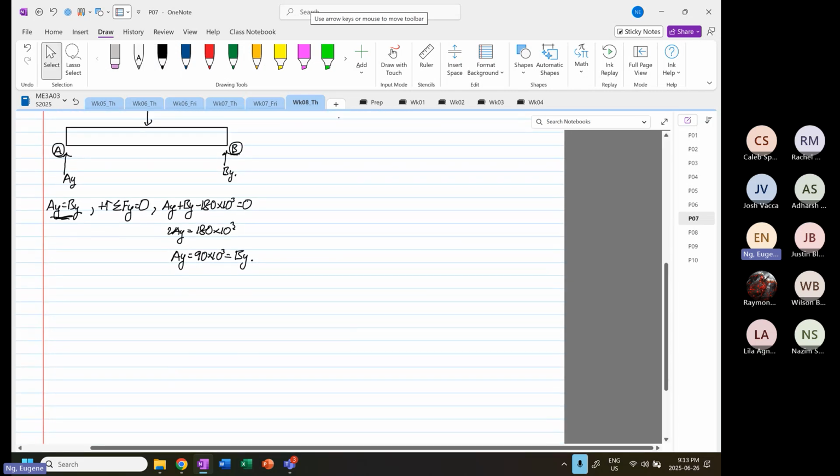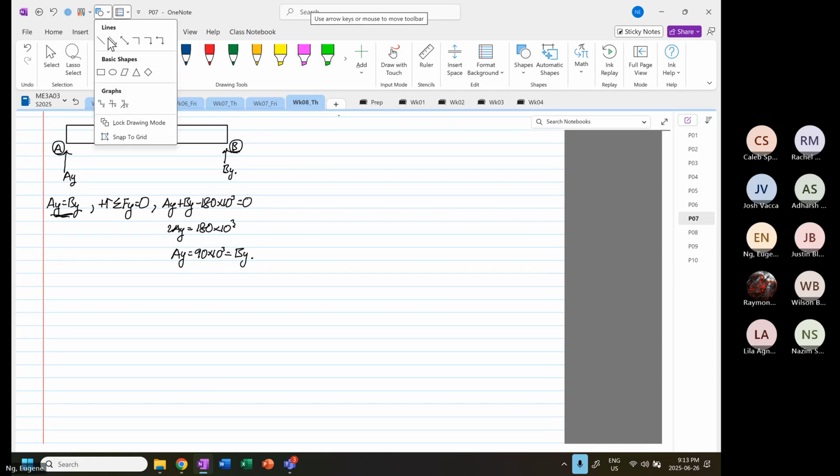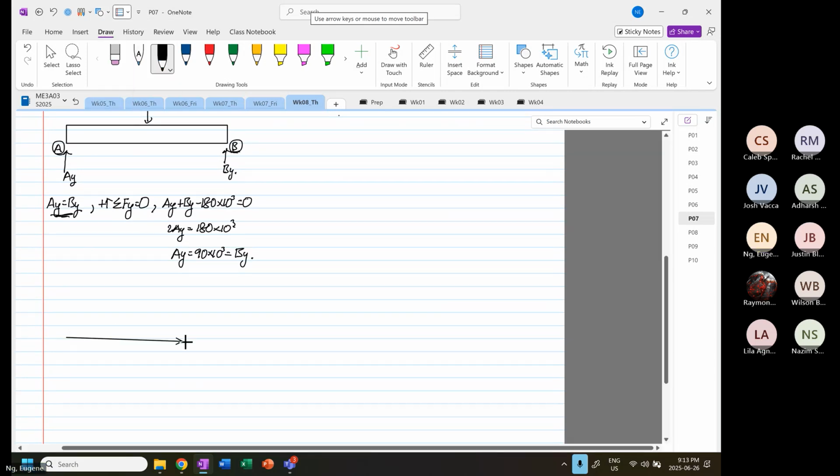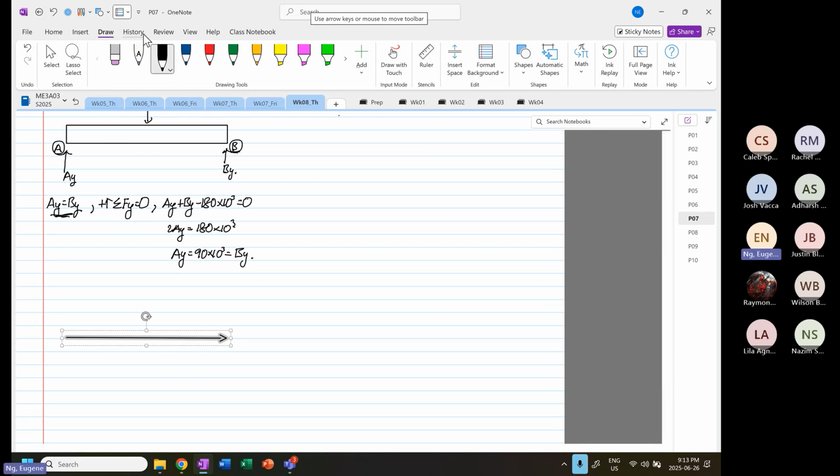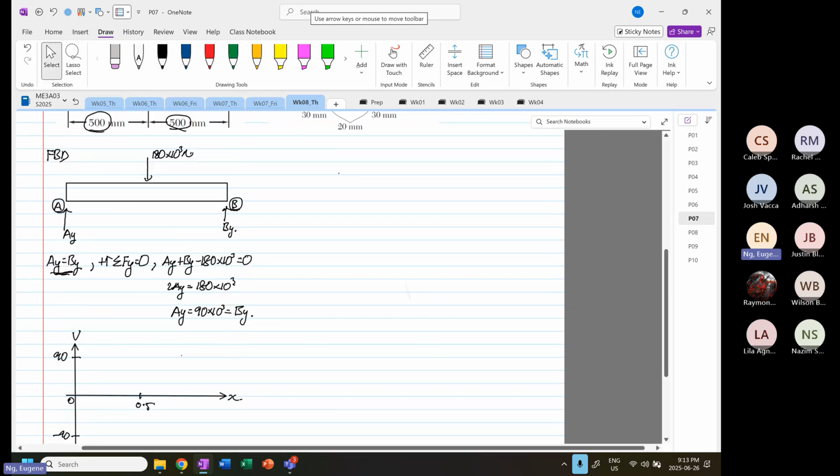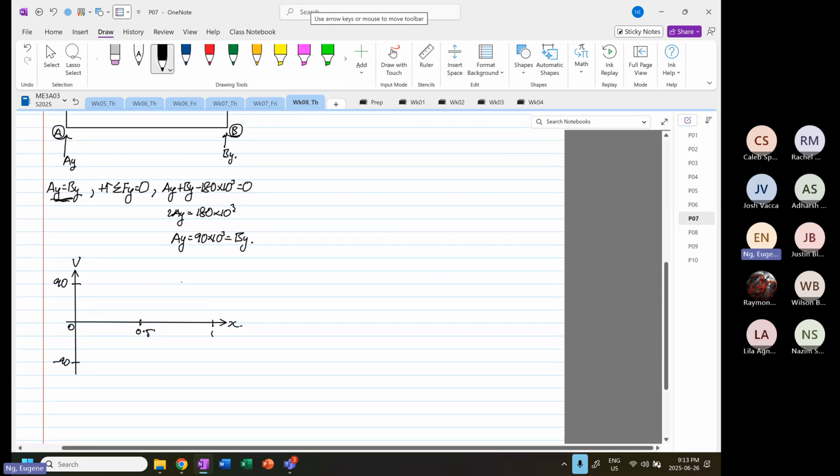So now when we sketch our shear force diagram, this is V, this is X, this is plus 90, this is minus 90. So 0, 0.5, and then I believe the distance is up to 1 meter. So it goes from here to here, and then it sinks down by 180. It goes horizontal, then it goes up by 90.